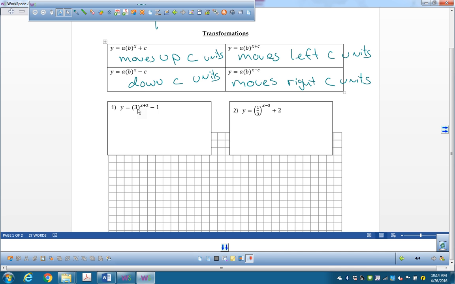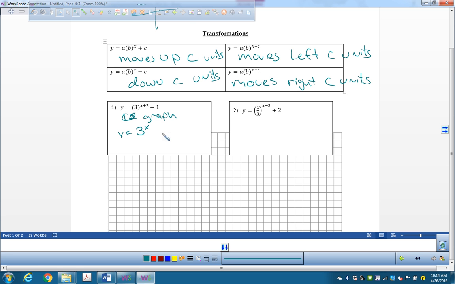So if I have y equals 3 to the x plus 2 minus 1, this is going to move the graph left. You're going to graph y equals 3 to the x, and then I'm going to move it which way?